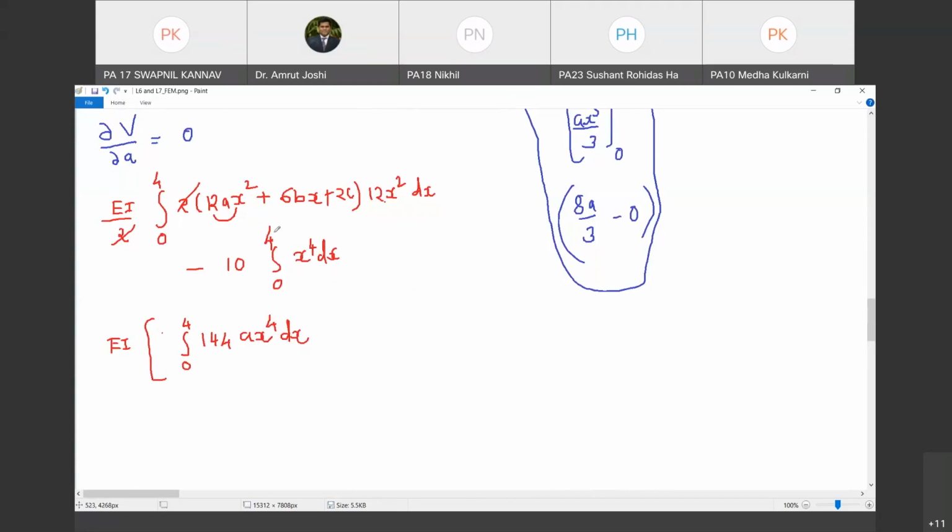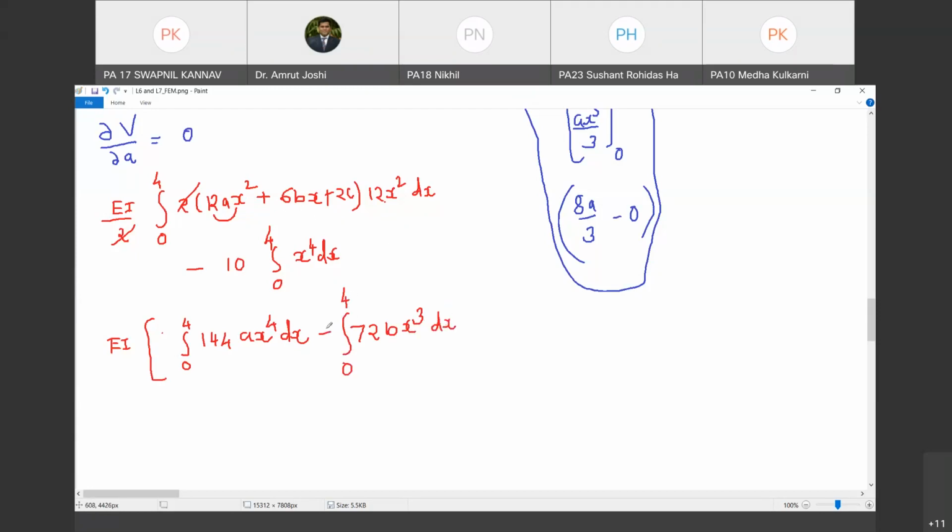Yes, sir. Okay. And now let us look at the second term. Second term is 6bx that multiplied by 12. So it is going to be 72bx cube. Yes, so that is from 0 to 4 dx.